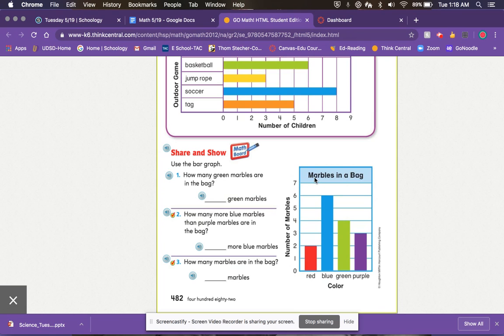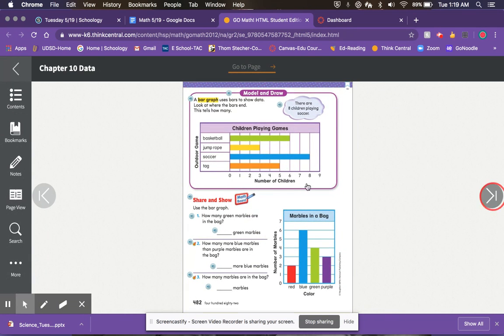So down here, we're looking at marbles in a bag. How many green marbles are in the bag? All right, you go to green, scroll or use your finger and go up and go all the way over to where it touches. You'll find your answer. Now, this one's a little different. How many more blue marbles than purple marbles are in the bag? Well, if I follow blue, blue has 6. Purple has 3. How much further would it take for the purple to meet the blue? How much more does the blue have than the purple? That's what they want to know. And then the last question is, how many marbles are in the bag? So you're using all of the colors.